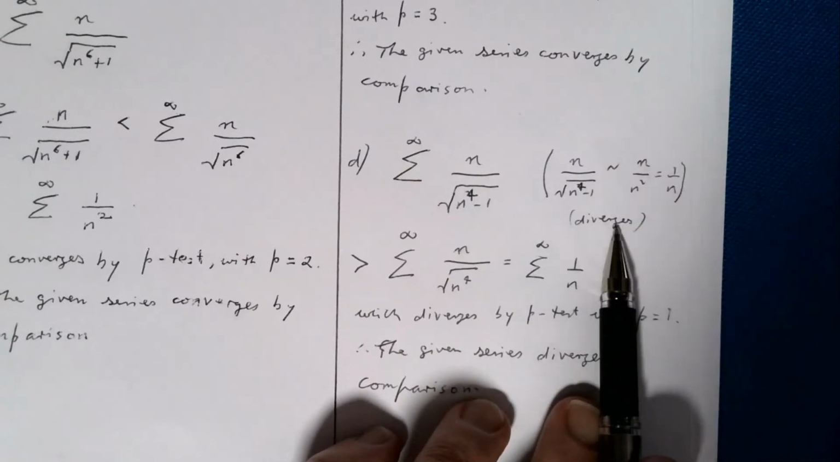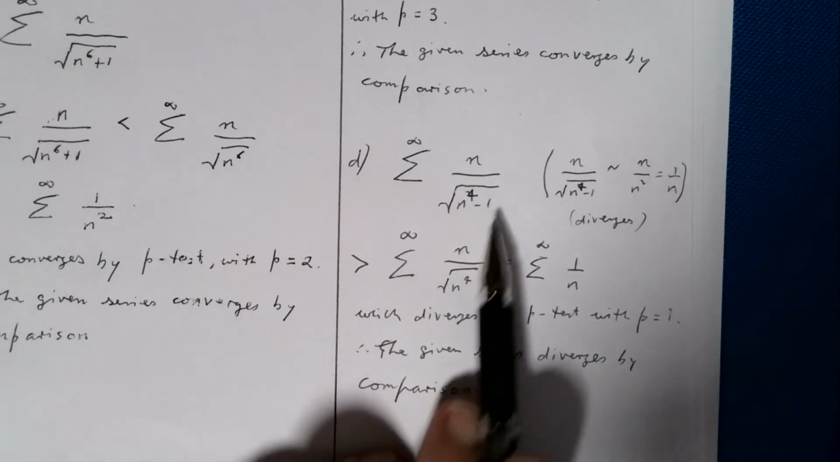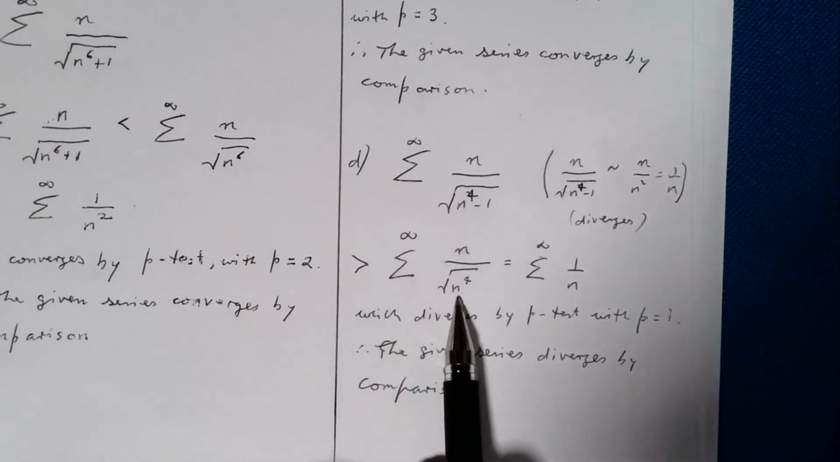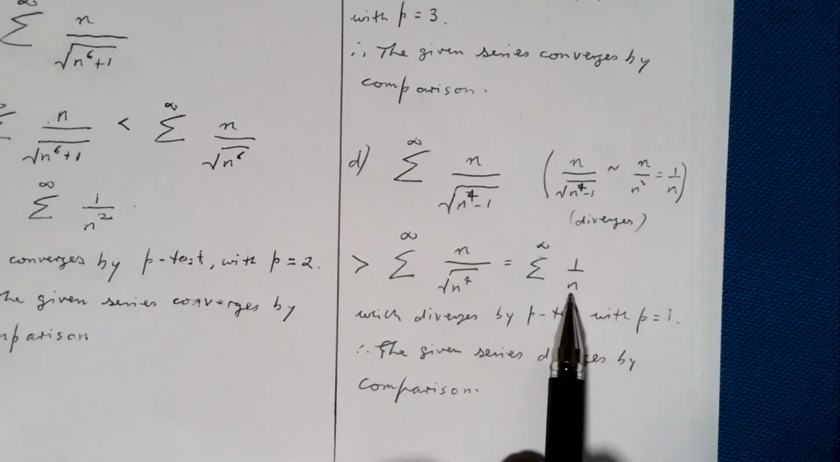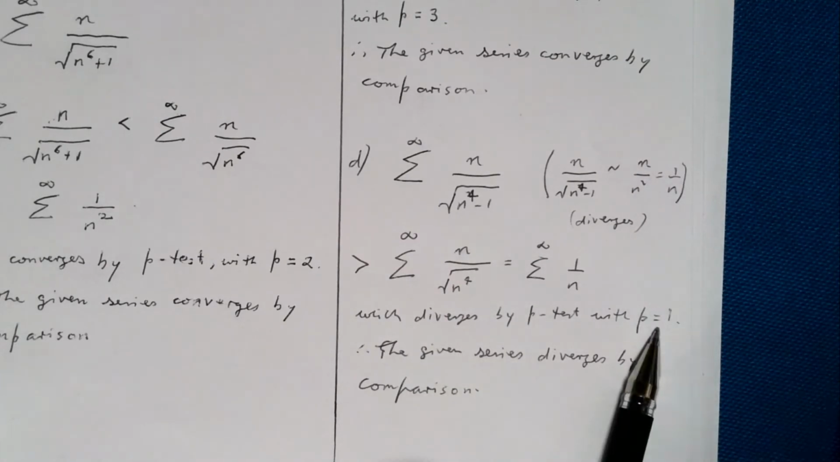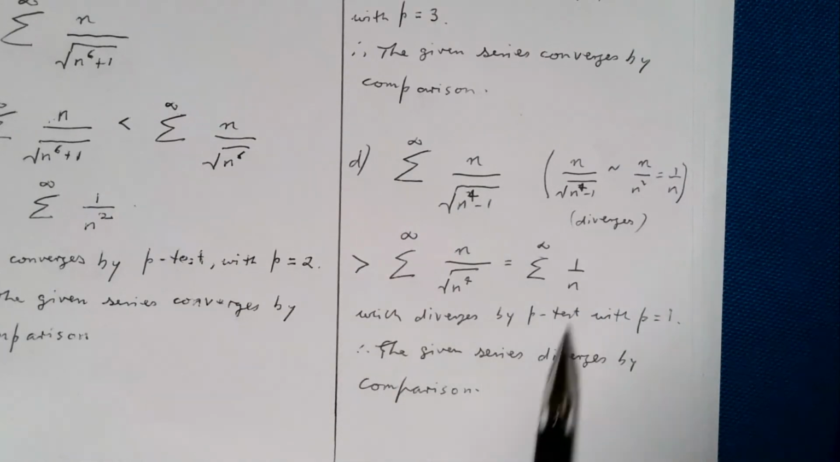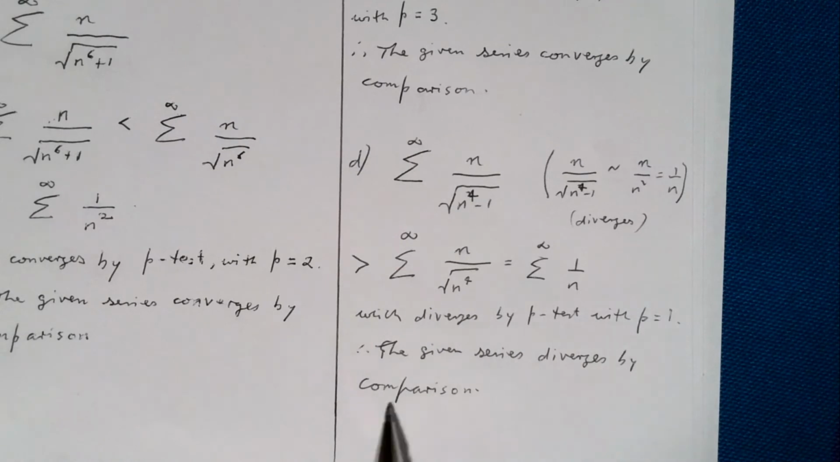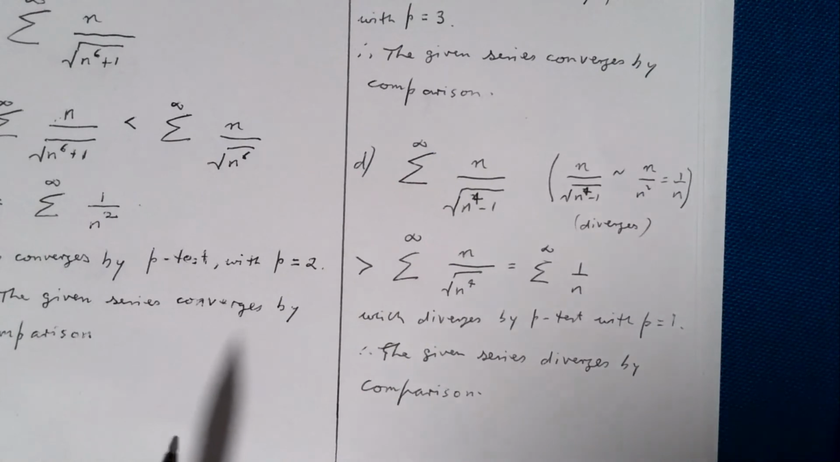We want it bigger than something in order to use part B of the comparison test. So I'm going to say here n to the 4th minus 1 is less than n to the 4th, so in the denominator this is bigger than n to the 4th. We simplify this down, as we saw, and we get 1 over n, and this one diverges by the p test with p equals 1. This one is bigger than something which zips off to infinity, so that means the given series diverges by comparison.